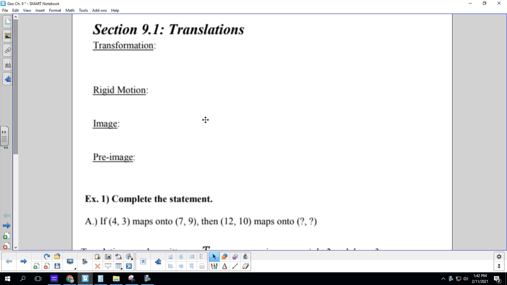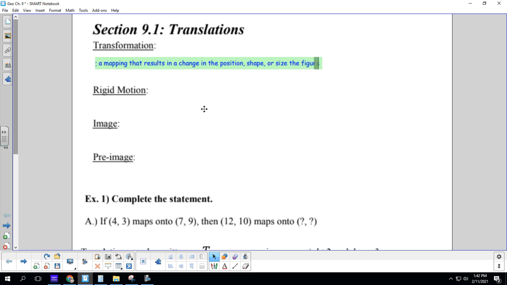We're going to start out with some definitions so that we are all talking the same language. And geometry loves a good vocab lesson, so here we go. A transformation is a mapping that results in a change in the position, shape, or size of the figure. So it changes position, shape, or size of the figure is called a transformation.